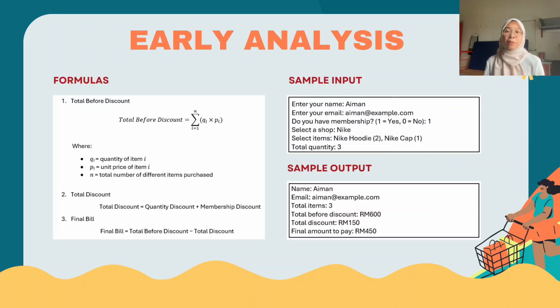This slide shows a sample input and the corresponding output generated by the system. The system calculates the total price, checks whether the customer qualifies for the discount, and then displays the final payable amount. This clear breakdown helps both the cashier and the customer understand how the final amount is calculated.